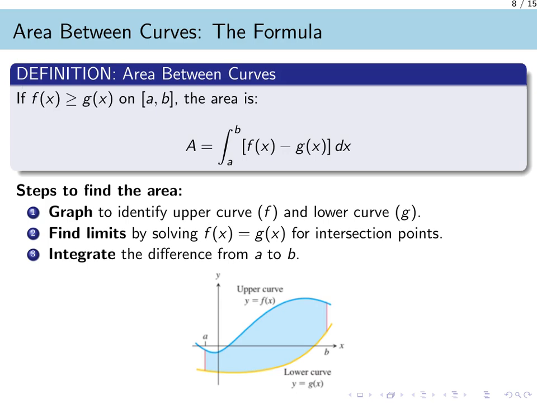First, it is essential to graph the curves. This allows you to visually identify which function is the upper boundary and which is the lower boundary. Second, you must determine the limits of integration, a and b. If these are not provided, you find them by setting the two function equations equal to each other and solving for their points of intersection. Finally, you set up and evaluate the definite integral of the upper function minus the lower function over the interval from a to b. In short, the area between two curves is the integral of the vertical distance between them.